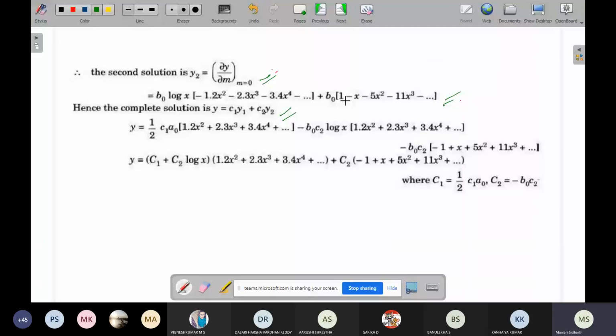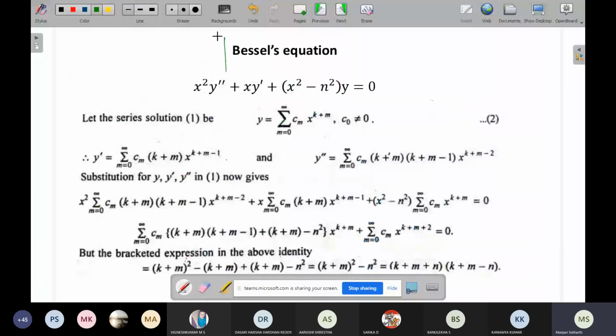Now we have Bessel's equation. I want you to solve Bessel's and Legendre's equation. Please note down this form: x squared y double dash plus x y dash plus (x squared minus n squared) y equals 0. Once you have completed, then I'll upload this material.